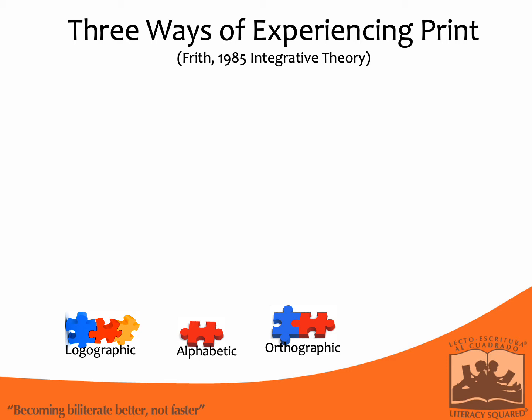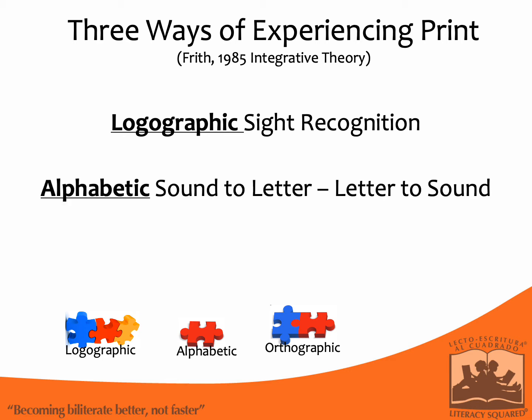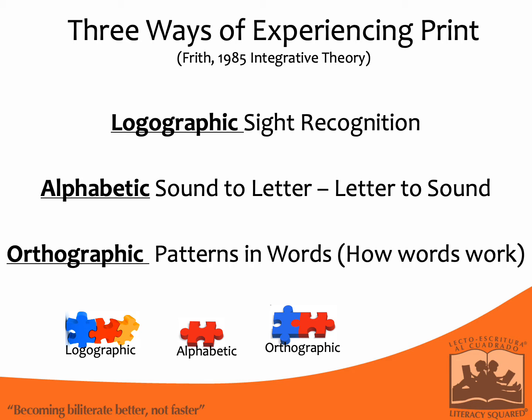A third premise for the teaching of phonics, phonemic awareness, and word work is that students experience print in 3 ways: logographic or sight recognition, alphabetic, the sound-to-letter, letter-to-sound process, and the third way is orthographic, which is meaningful patterns within words. Literacy development begins with logographic reading, where a child first learns from contextualized environmental print and acquires a small sight vocabulary of written words.